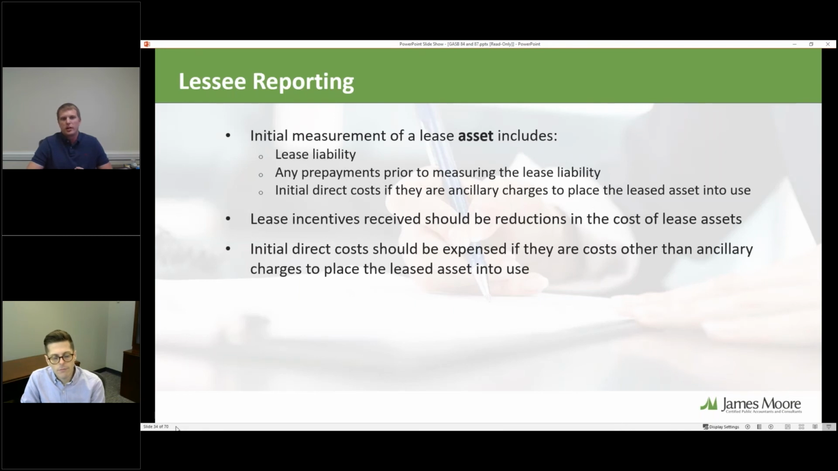All right, moving on to the lessee reporting. So the initial measurement of the lease asset is going to include the lease liability, which we talked about previously, plus any prepayments prior to measuring the lease liability. It's also going to include any initial direct costs if they are ancillary charges to place the leased asset into service. Any lease incentives received should be a reduction of the cost of the lease asset. Initial direct costs should be expensed if they are a cost other than charges to put the leased asset into use.